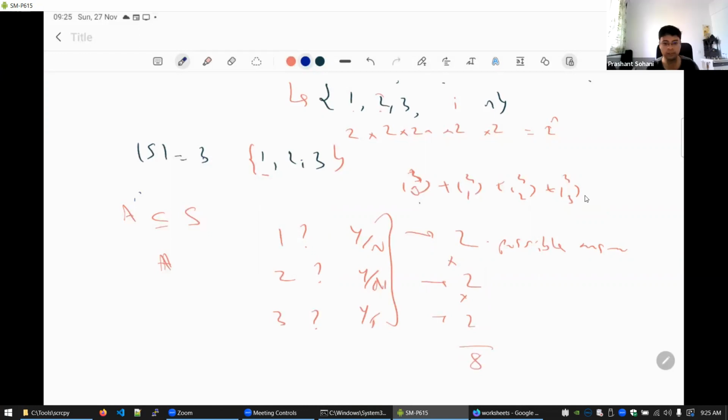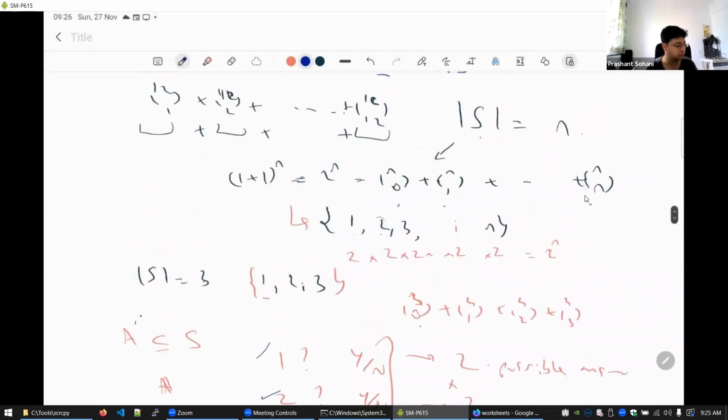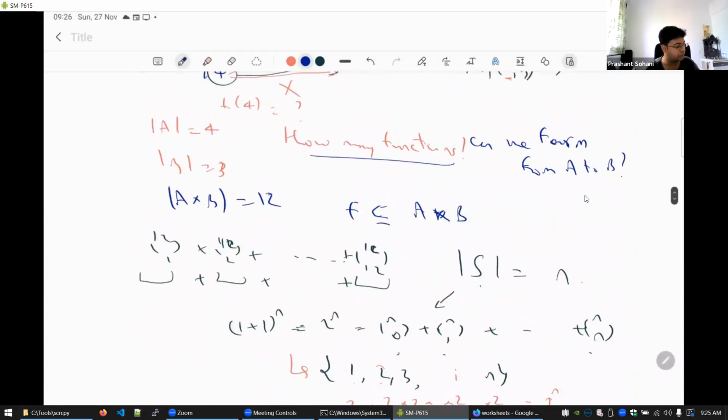So this is like the basic multiplication principle, that there are 2 ways to do the first task, 2 ways to do the second task, and 2 ways to do the third task. So the total number of ways to do all the 3 tasks is 8. Got it. Yeah. So as per that, your answer of how many such functions will be there.